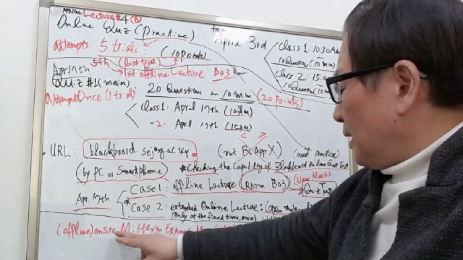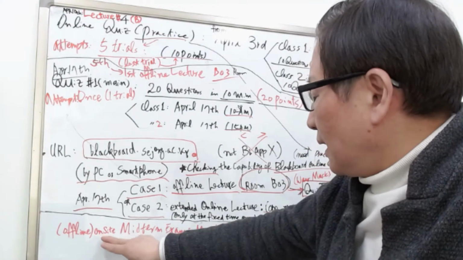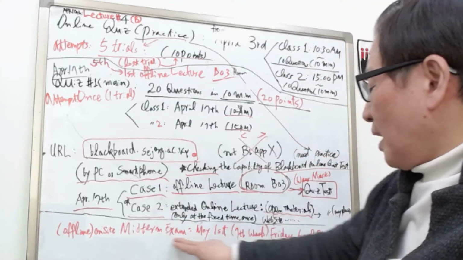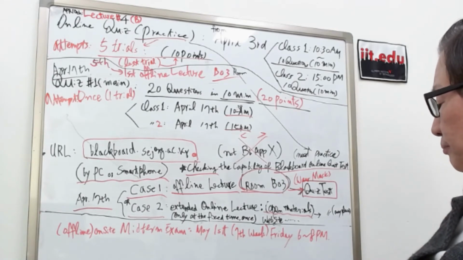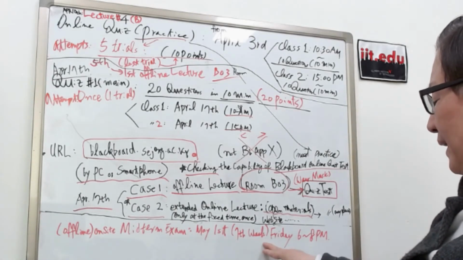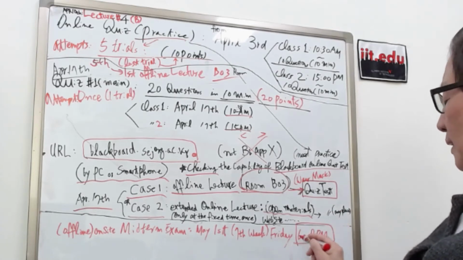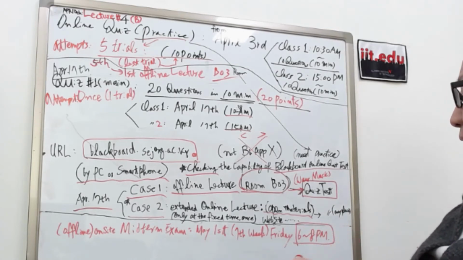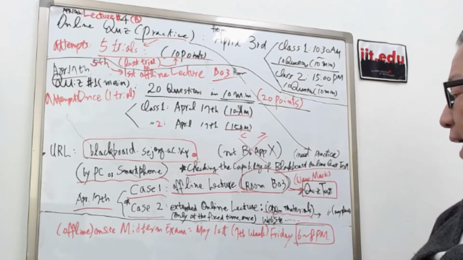About the midterm exam, probably and hopefully an offline on-site midterm exam, that will be held on May 1st, the 7th week, on Friday, 6 to 8 p.m. Please keep that schedule in mind. Class number 1 and 2 will take it at the same time, at the same place.